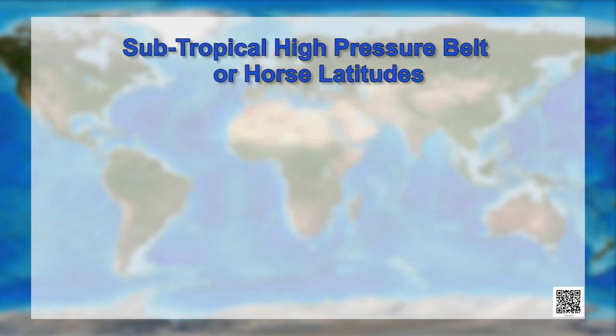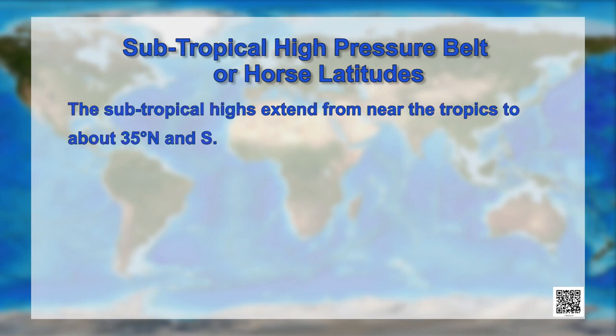We will talk about the subtropical high pressure belt or horse latitudes. The subtropical highs extend from near the tropics to about 35° north and south. Their formation. After saturation, that's complete loss of moisture, at the ITCZ, the air moving away from the equatorial low pressure belt in the upper atmosphere becomes dry and cold. This dry and cold wind subsides at 30° north and south.